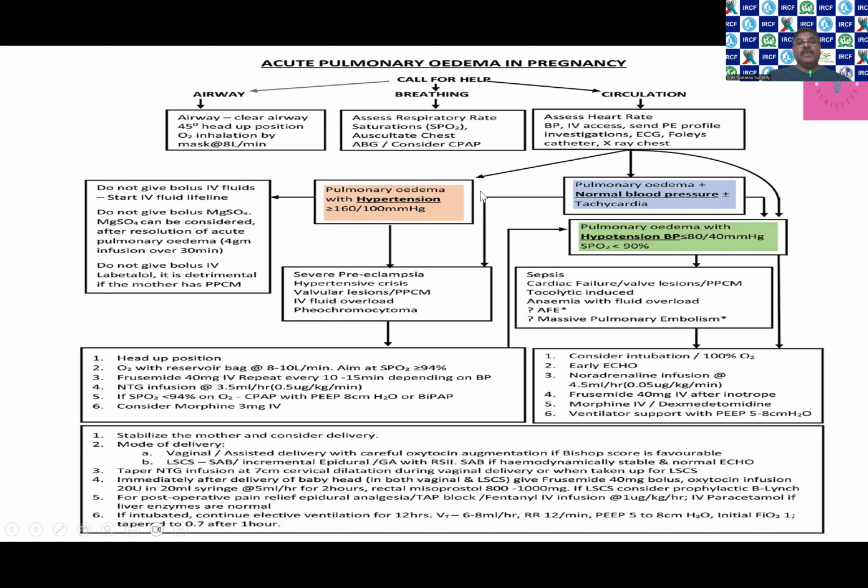Here there are three conditions: pulmonary edema with hypertension, pulmonary edema with normotension, and pulmonary edema with hypotension. Whenever it is pulmonary edema with hypertension, whenever the blood pressure is more than 160 per 100 mm of Hg, we should not give a bolus of IV fluids. You have to maintain the IV fluids as a lifeline. You should not give a bolus of magnesium sulfate. Magnesium sulfate can be considered only after resolution of the acute pulmonary edema.